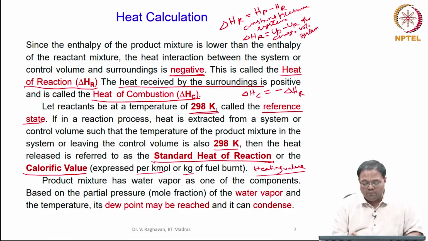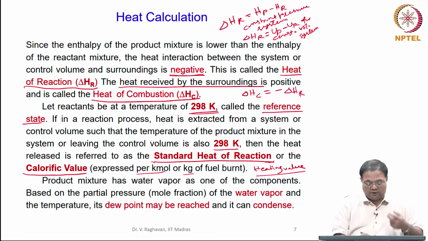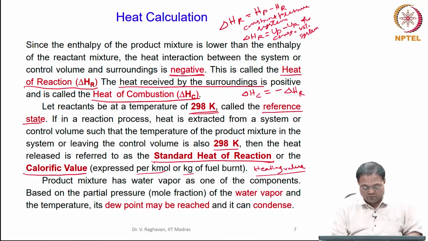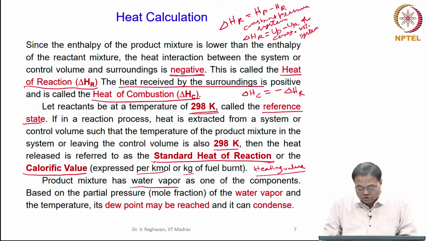This will be an important property for a particular fuel. What is standard heat of reaction? That is the calorific value. That is a very important property, as we have already seen. Now, when you have a hydrocarbon or hydrogen and you burn it, water vapor is produced. Based upon the temperature, when you try to extract heat, the temperature is going to be reduced. When you go to 298 Kelvin, the product has water vapor, and some of the water may condense to liquid.